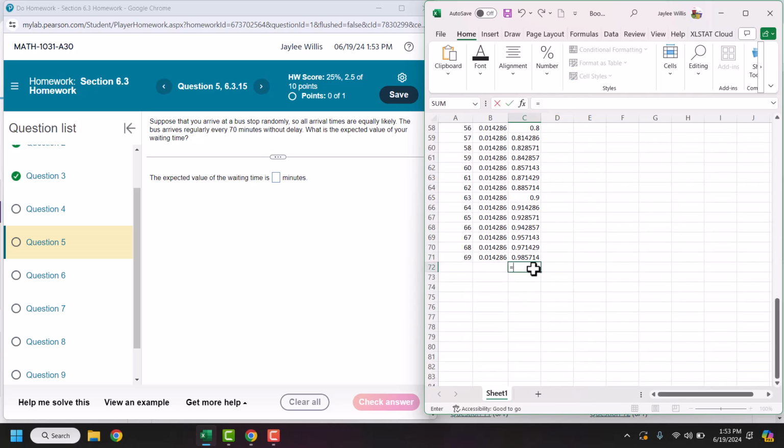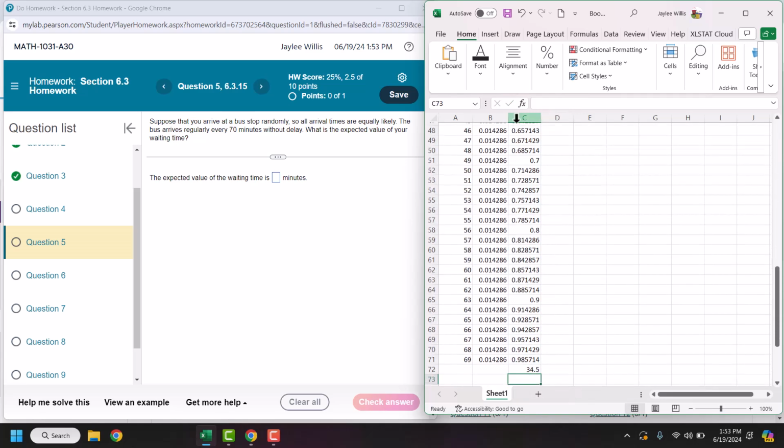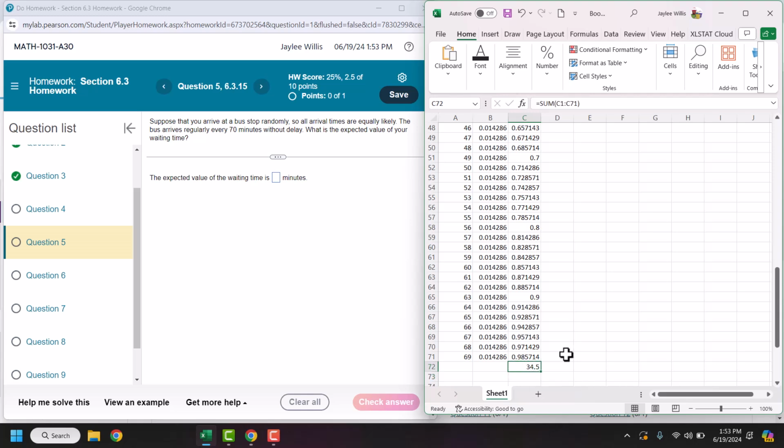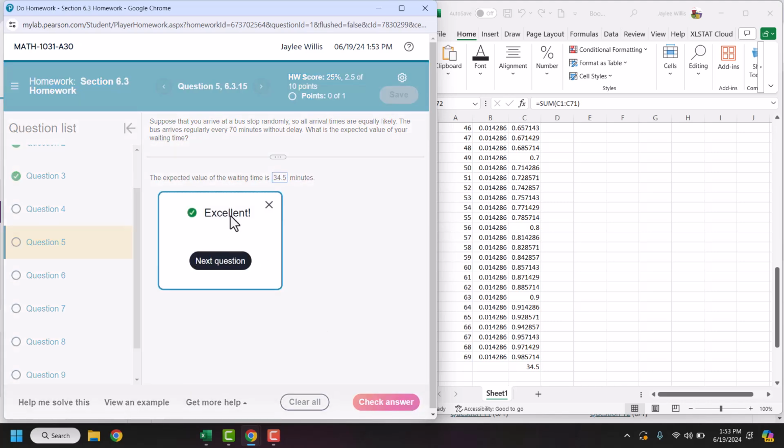Now, the expected value is basically the sum of all of these numbers. So if you were doing this on a calculator, you would add up all of those numbers once you had found them. And that tells me that the expected value of the waiting time is 34.5 minutes. And that's how you would find the expected value on that.